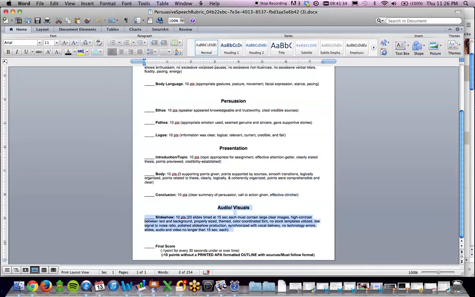And at the very last but not least, we're definitely looking at the slideshow. You must have one. It's 10 points of your grade. So just continue to work on the slideshow that you've been working on this month.